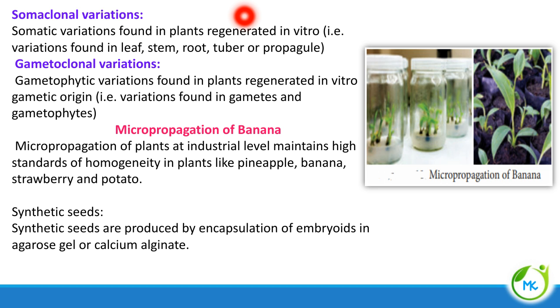Next, variations: somaclonal variation and gametoclonal variation. First is somaclonal variation, that is the somatic variation found in plants regenerated in vitro, that is outside the lab.